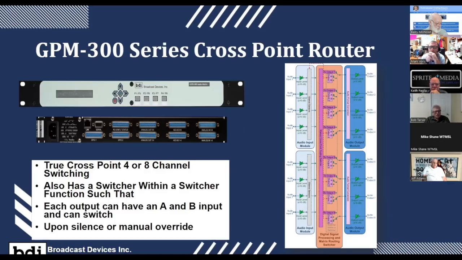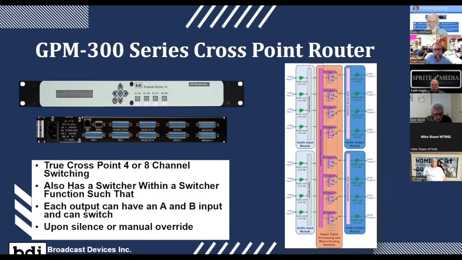But the GPM 300 is a router. It's an up to 8 by 8 router. You can order it in two configurations, either 4-channel or 8-channel. So again, you can go in AES and come out AES, or go in AES and come out analog, depending on the configuration. And then we have another feature within this, which is kind of unique.